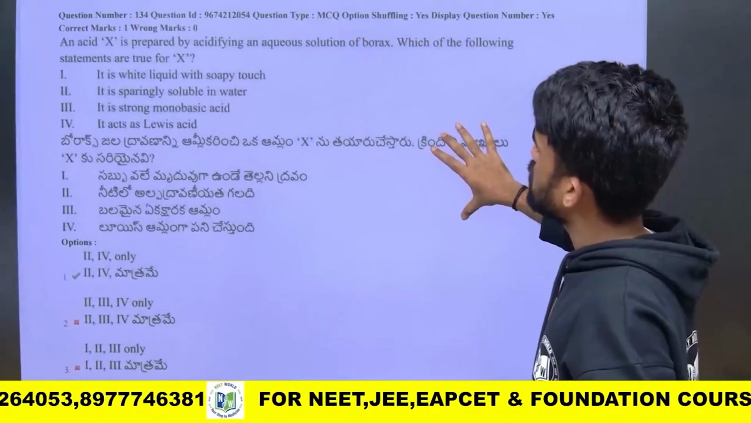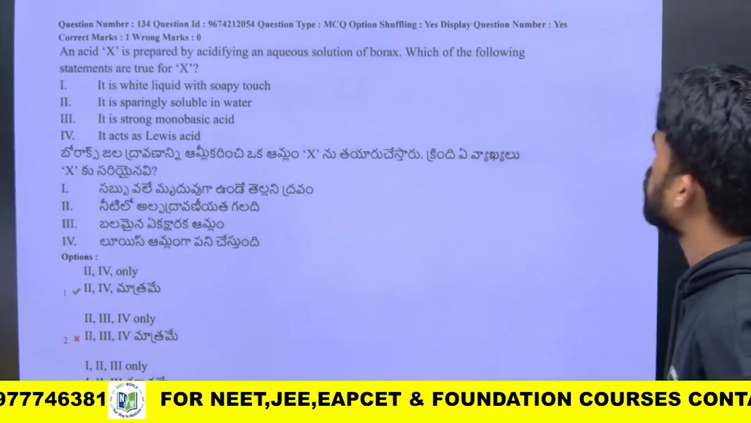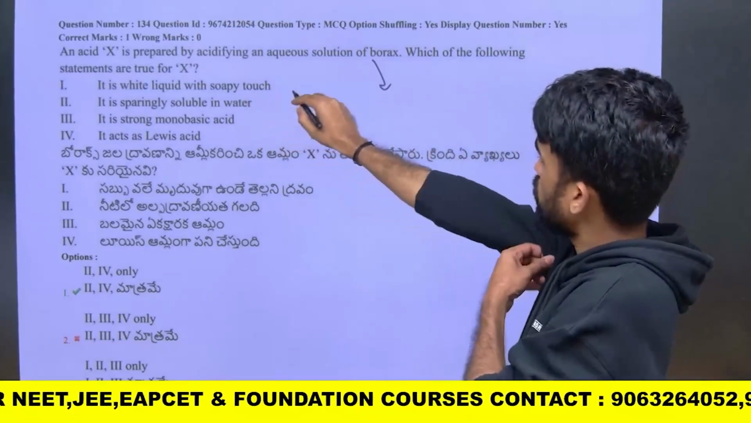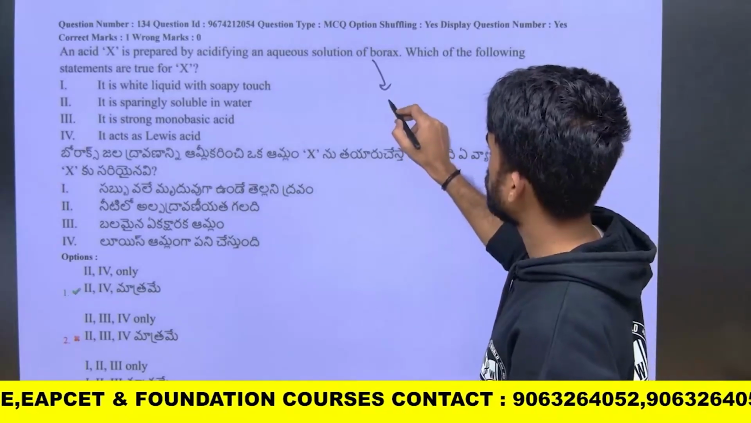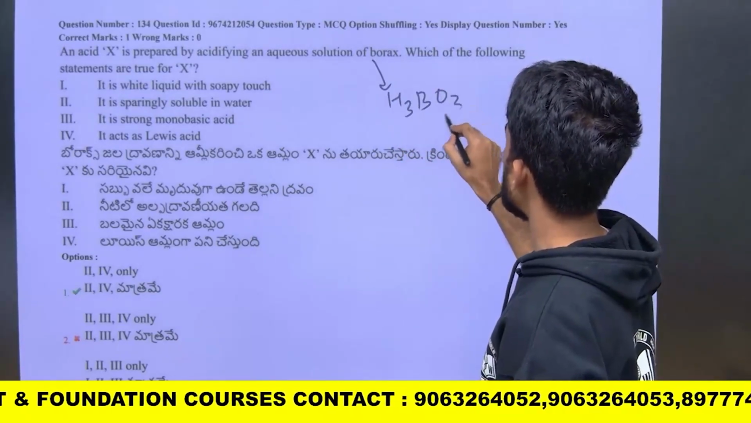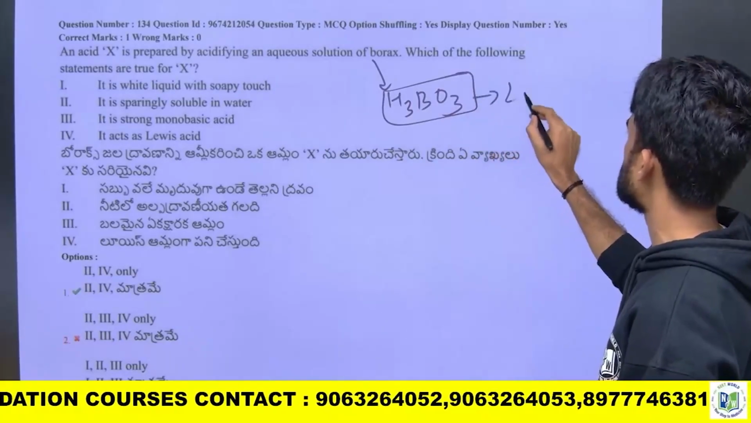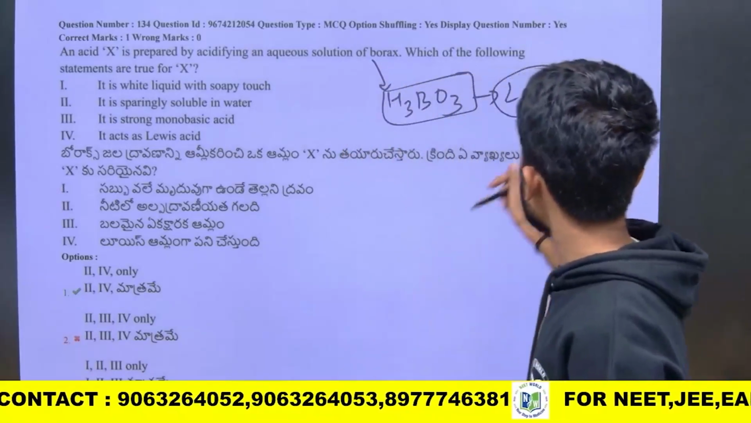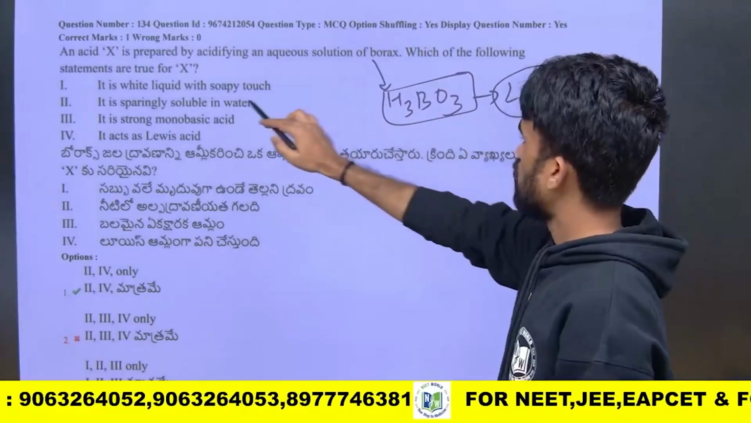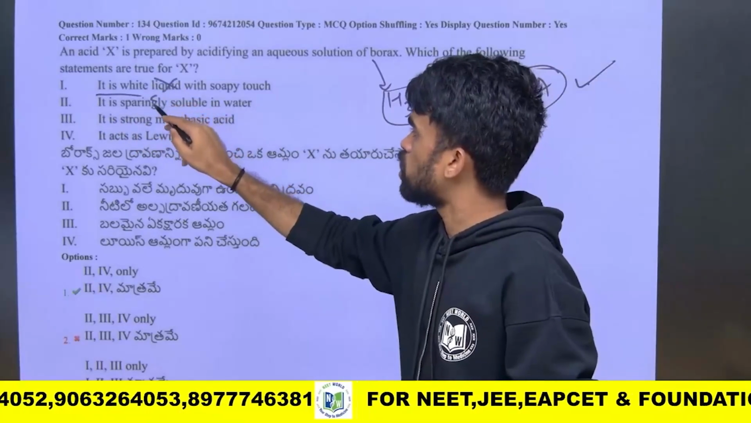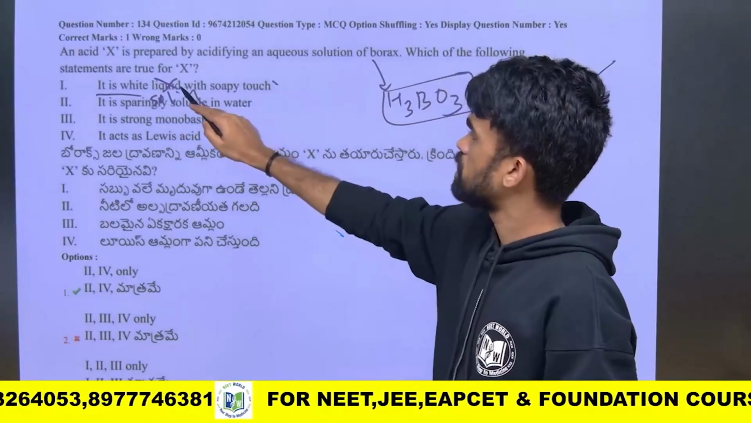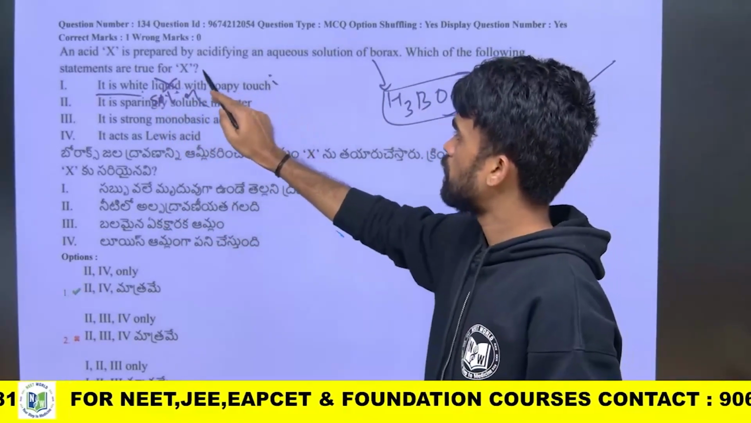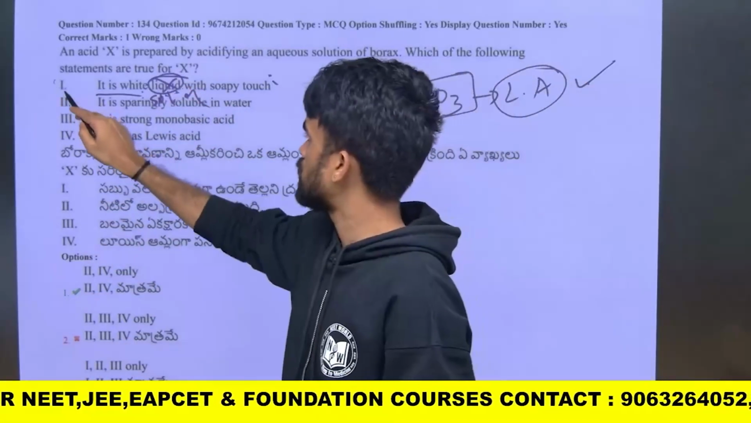Acid X is prepared by acidifying an aqueous solution of borax. Borax upon treating with aqueous solution in acidic medium gives H3BO3, orthoboric acid. This orthoboric acid is a Lewis acid, because it can accept a pair of electrons. Now it is mentioned as a white liquid, not liquid, it is solid, with soapy touch. It is a white solid with soapy touch, but here a liquid is mentioned. So option 1 is incorrect.